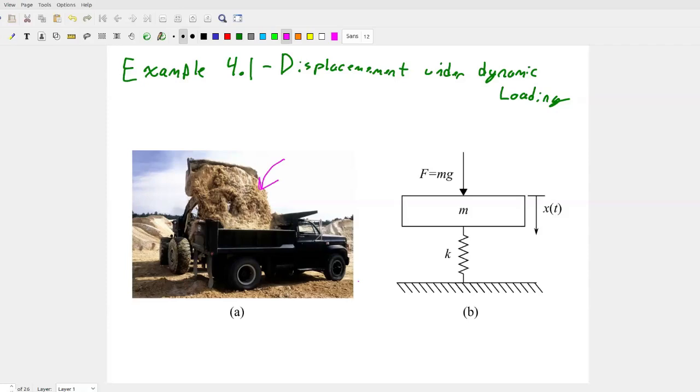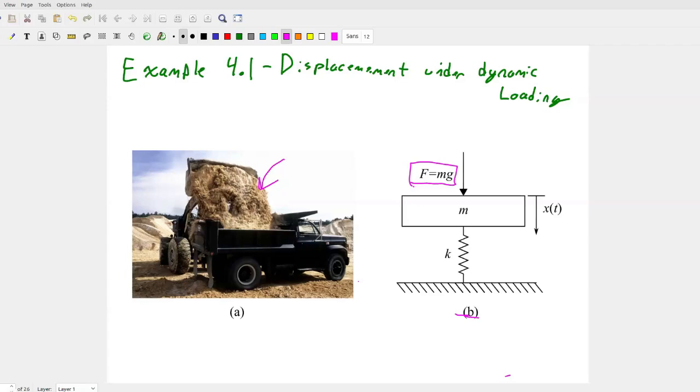And the truck bed can be modeled as a spring mass system, right? So just a spring and a mass, no damper. Where the dirt is loaded is F of t equals mg, right? So we've got mass and gravity is applied to the system. So how does the maximum displacement of the truck bed compare to the steady state displacement of the truck bed with the dirt in it?